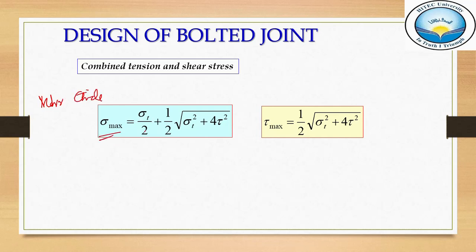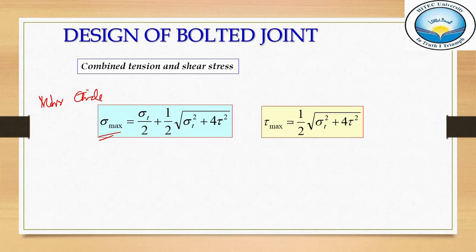Sigma max equals sigma t by 2, which is the normal stress, plus 1 by 2 times the square root of sigma t squared plus 4 tau squared. Tau is the shear stress. Again, if you want to find the maximum shear stress, it's 1 by 2 of the same root. You know that from Mohr's circle. So these are the relations from Mohr's circle.